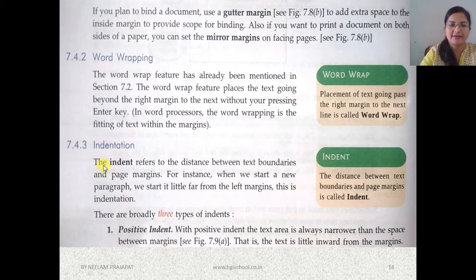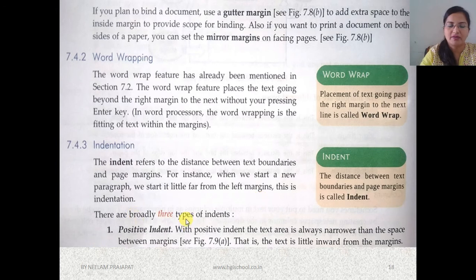Now indentation. So indentation refers to the distance between the text boundary and the page margin, okay. Like starting of the paragraph, you might have seen there is a space between the margin and the text, okay, the first letter of the paragraph. So at that time the distance between the text boundaries and the page margin is called indent. So here we start a new paragraph, we start it little far from the left margin. You have seen whenever we start a paragraph, there is always a space between the margin and the text, okay.